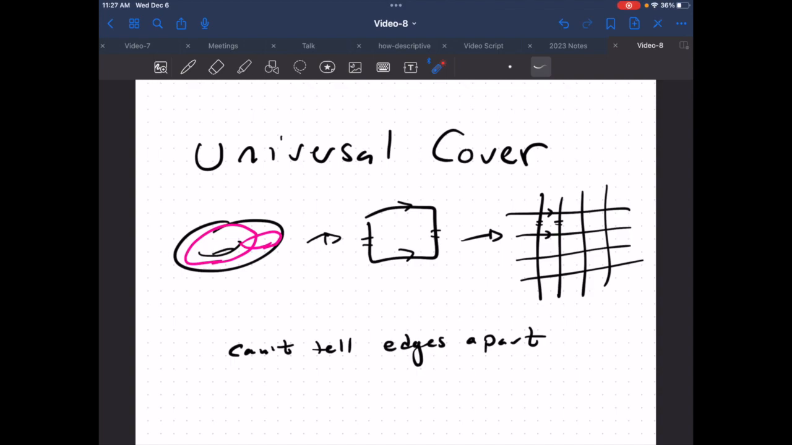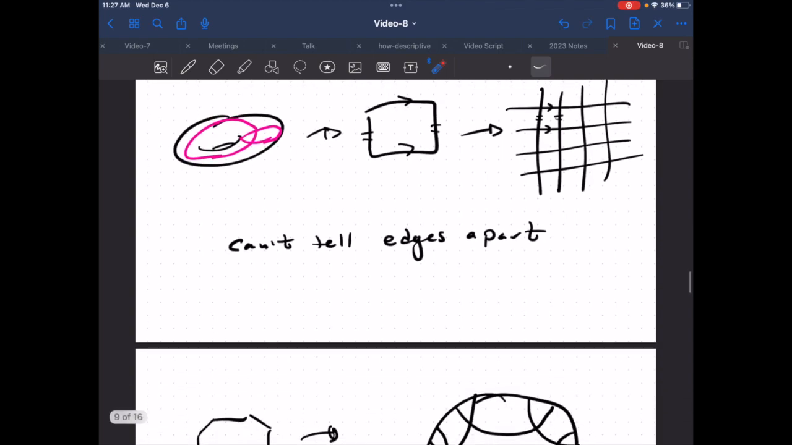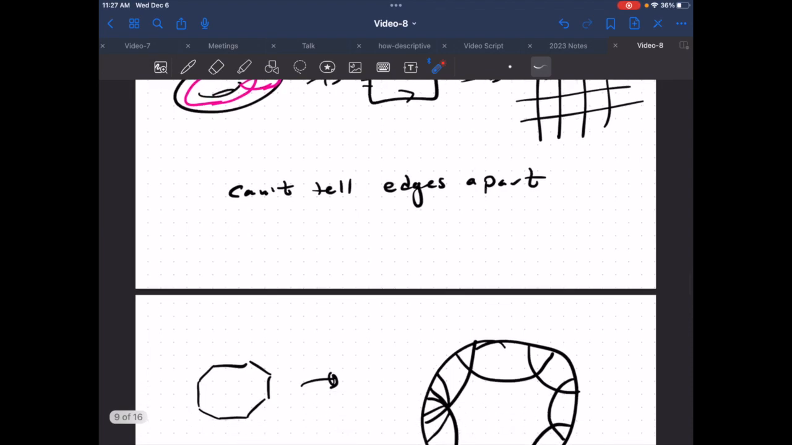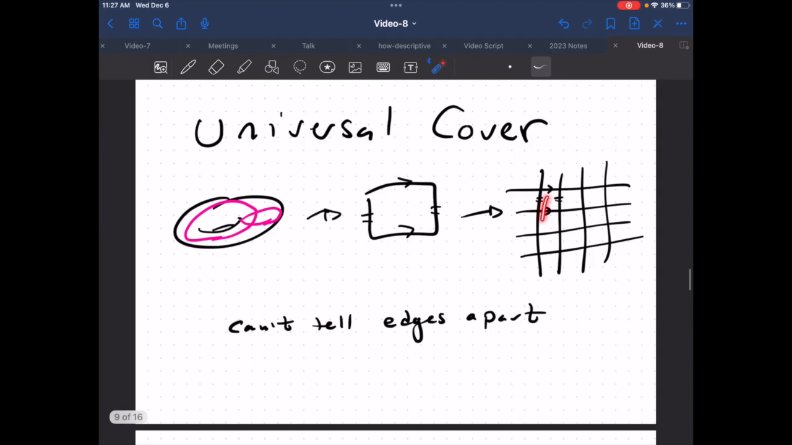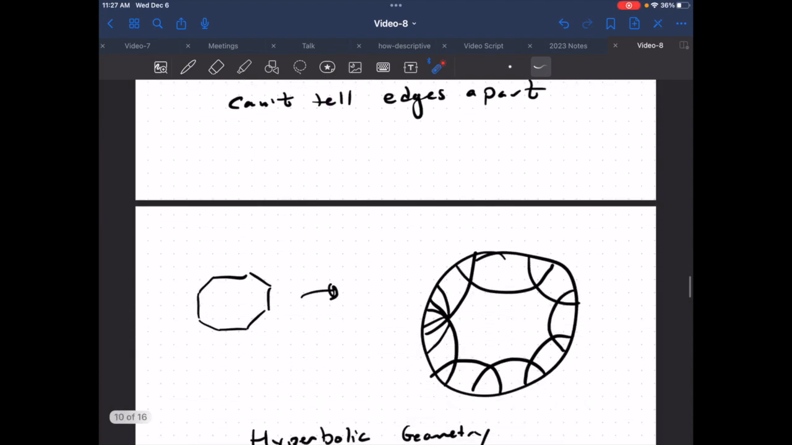I'm not going to spend too much time, but we have a lift to the universal cover happening. And if we have a genus G greater than 2, we're going to get some hyperbolic geometry. So instead of this nice grid, we get this Poincare disk model.